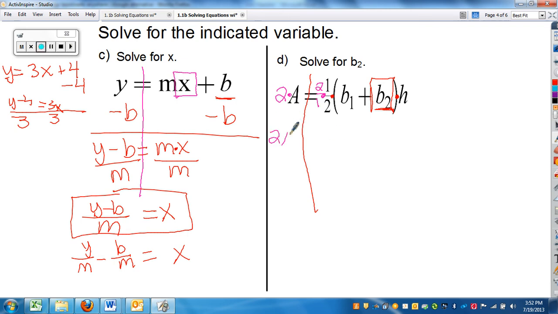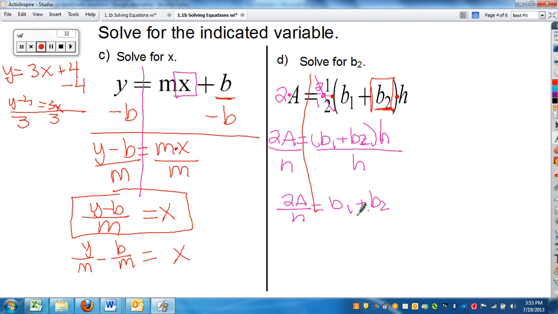So I have 2A equals, these cancel. I still have my parentheses, B1 plus B2 times H. Now I need to move the H, multiplication is in between, so I'm going to divide by H. 2A over H equals, and then I have B1 plus B2.